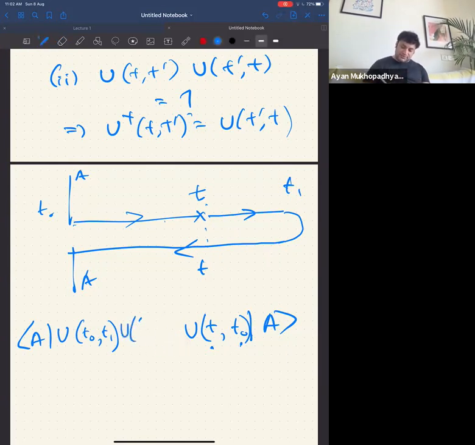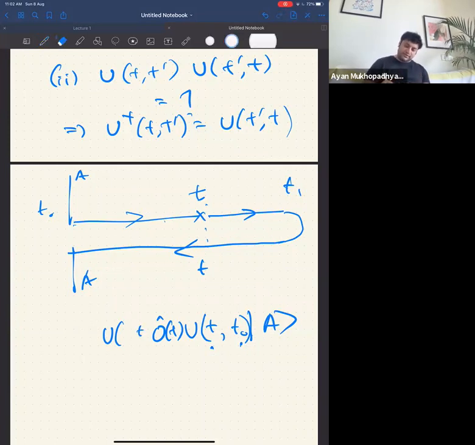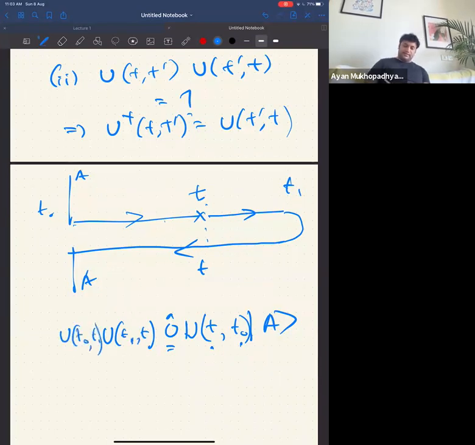Let me write this part again. O of T, and then I'm going from T to T1. Sorry, this is simply O itself, not O(T1), simply the O operator, my usual operator O, right? This is what I intend to measure. And then I go from T to T1. And then I go back from T1 to T0. And then I again complete with A, right? This is what I am doing here.